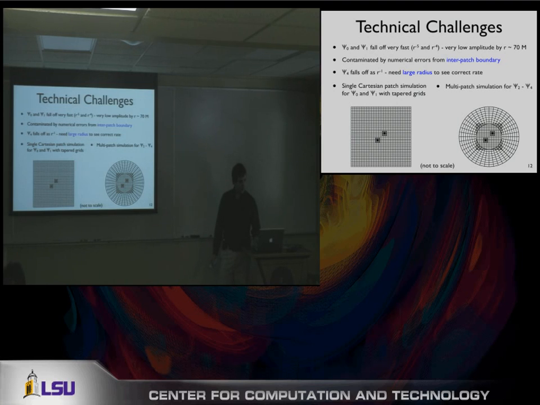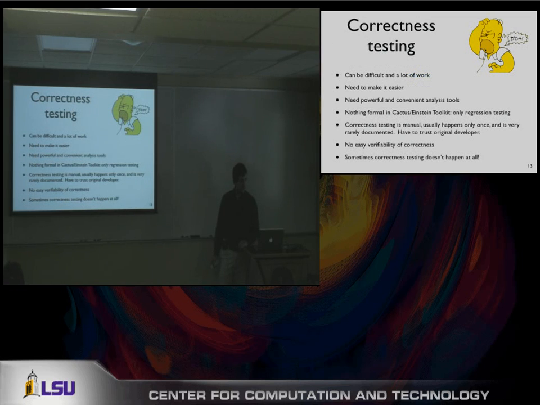Okay, so I guess that's the end of the physics portion of the talk, but seeing as this talk is part of the Cactus and Einstein Toolkit workshop, I thought I would talk a little bit about correctness testing in Cactus and the Einstein Toolkit, because it's kind of relevant for this, and a lot of the work that we did as part of this project was related to correctness testing.